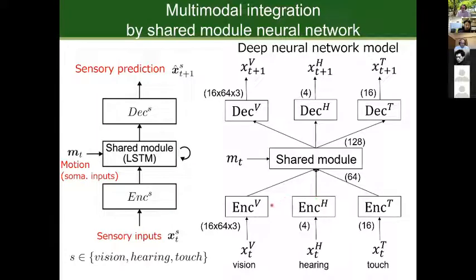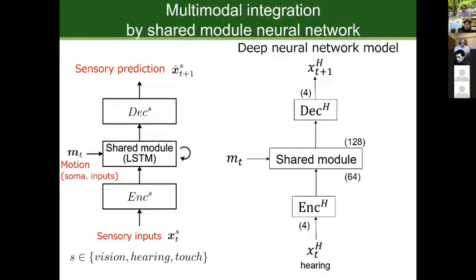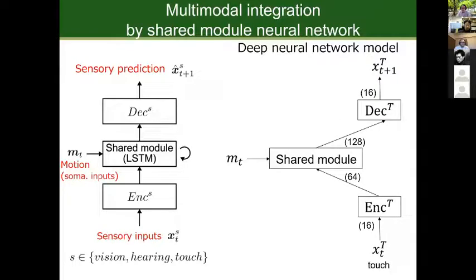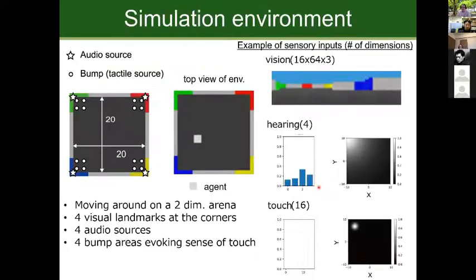Sometimes the shared module receives the vision feature vectors, sometimes the hearing, and sometimes the touch. Again, the important thing is that they are interchangeable. Sometimes it gets vision and sometimes hearing, and the shared module uses the same input nodes for those inputs.